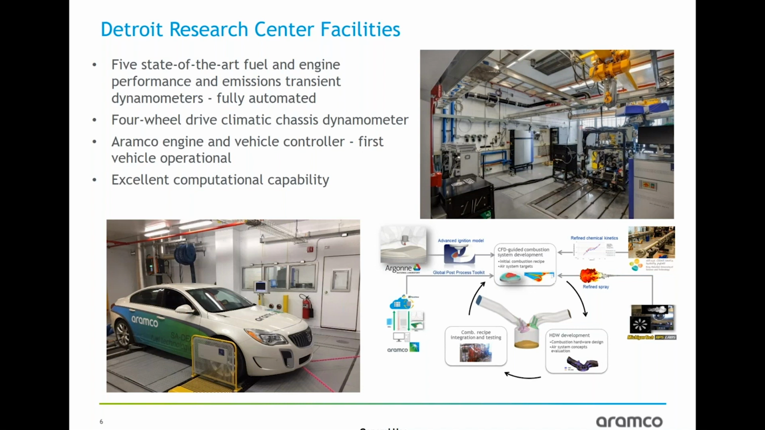A little bit more details. For the Detroit Research Center, we have 5 state-of-the-art engine test cells, fully automated, and we also have one 4-wheel climate chassis dyno to do vehicle testing. We also have our own controller, which is really important for us to explore different new engine concepts and to really control and support the new concept. And we also have excellent computer capability as well.